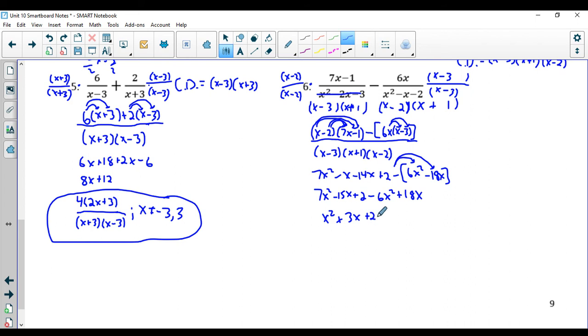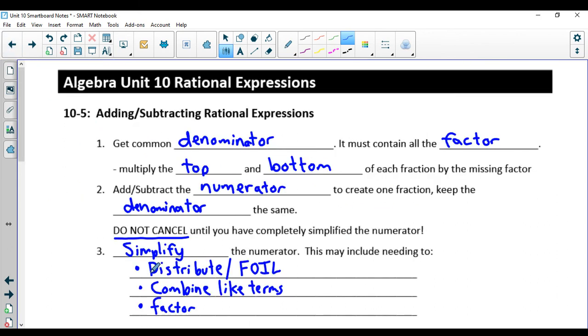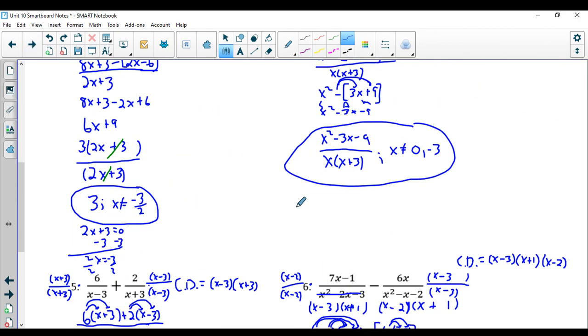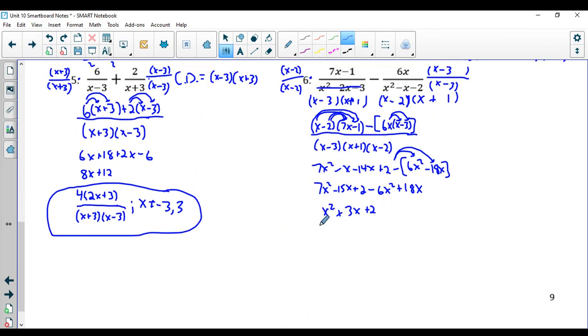All right, so now I've combined my like terms. So what's our next step that we have to do? Looking back on those previous steps, we already distributed and FOILed. We combined like terms. Now we have to factor that. And so we're going to factor that with our good old friend Sam. So we're saying what multiplies to 2 and adds to 3. That would be 2 and 1. Both positive. We're totally simplified now in our numerator.